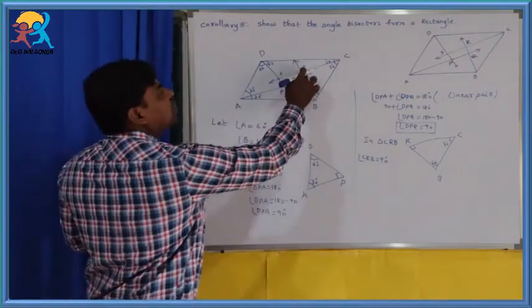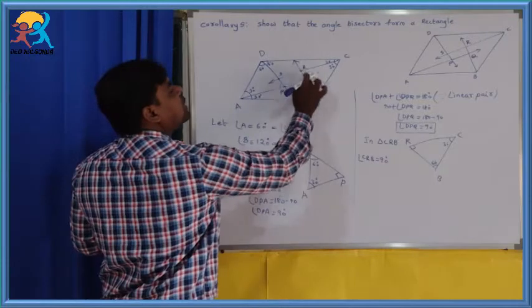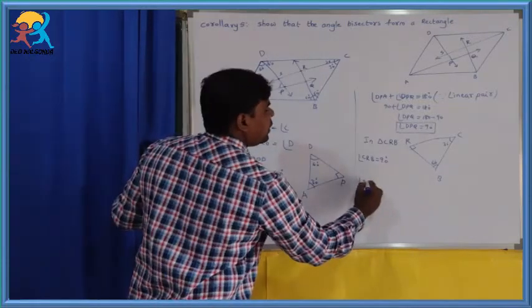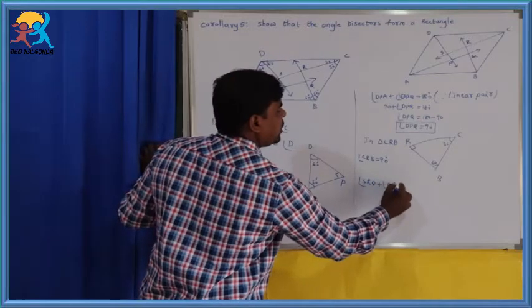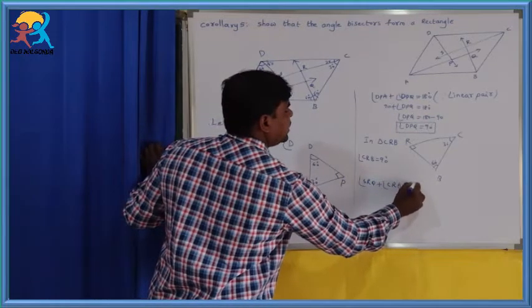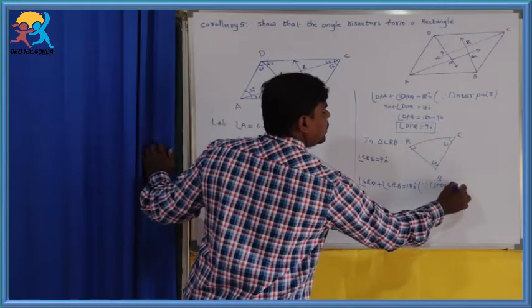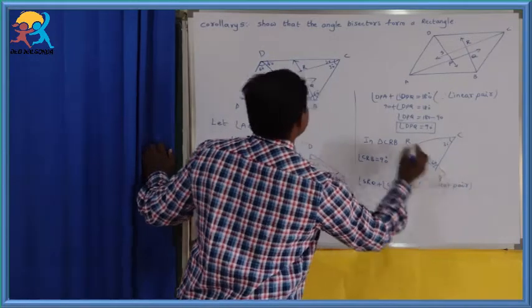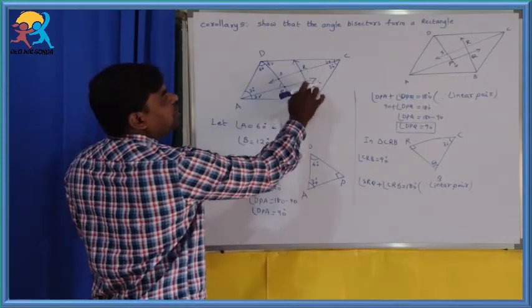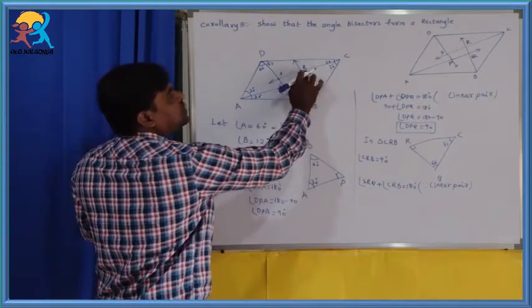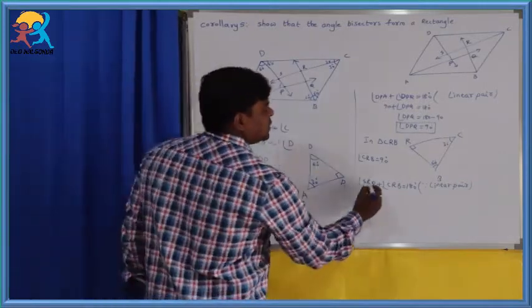So, we got it is 90 degrees, and we have to find angle SRQ. Angle SRQ plus angle CRB is equal to 180 degrees, since the two angles are a linear pair. Choose this one, angle SRQ, this angle CRQ, both are on the same straight line, that is why their sum is 180 degrees.